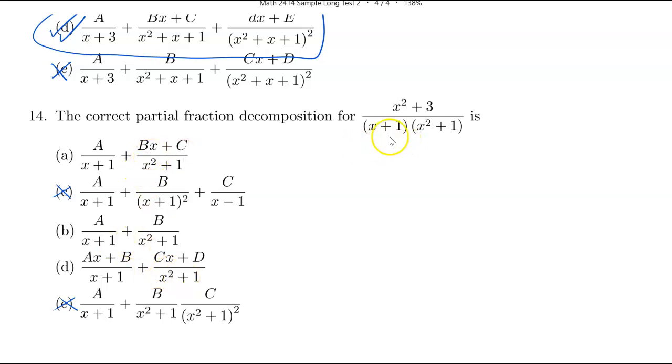All the denominators are good. Those are the factors of the denominator here. So first we have a linear. If it's linear, the numerator should be a constant. Then next we have quadratic. If the denominator is quadratic, the numerator should be linear. So letter A is correct. That's the answer. Here, it's incorrect because this is constant and this is quadratic. And this one is linear, but this is also linear, so that makes it incorrect as well. Okay, so letter A is the answer.